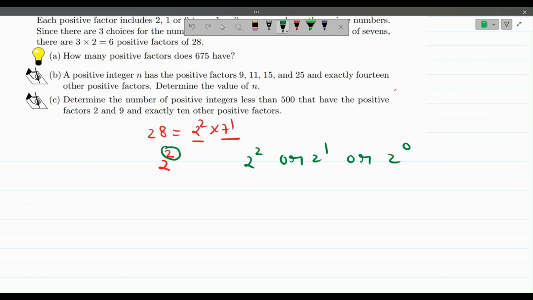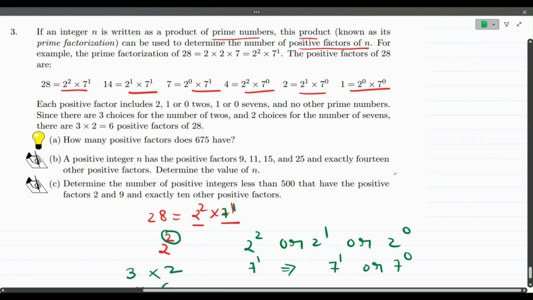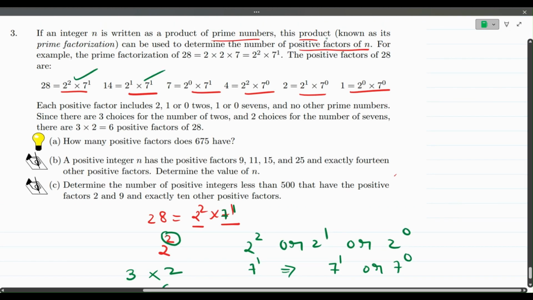So because the power of 2 here is 2, we have three choices. And if you look at the second prime factor, which is 7, this is 7 to the power 1, so we have two choices. Either we can write 7 to the power 1 or 7 to the power 0. These both numbers will also be factors of 28. So because it has two prime factors, and one has three choices and the other has two choices, we can say 3 times 2, 28 has six positive factors, which we can verify by listing the factors.